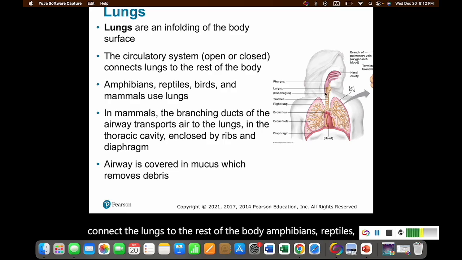And in mammals, these ducts are going to branch and transport air to the lungs, to the thoracic area, and it's going to be enclosed by ribs and by a diaphragm. So ribs are the bones that are going to cover the lungs, and then the diaphragm is a muscle that's going to go right here.